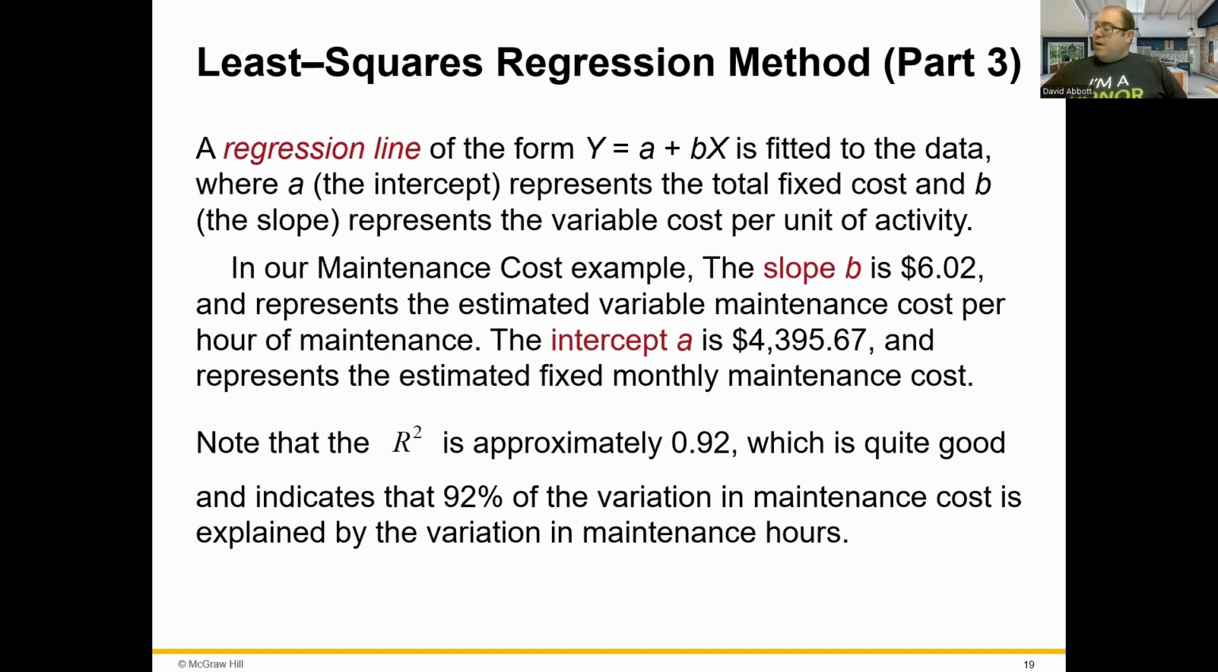And then the least squares regression method uses all of the data and generates a regression line of the form y equals bx plus a, which is fitted to the data. The intercept, which is a, represents the estimated fixed cost. The slope, which is b, represents the estimated variable cost per unit of activity. The R2 indicates the percentage of the variation in cost that is explained by the variation in the activity.